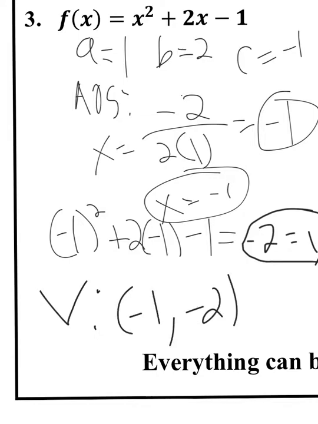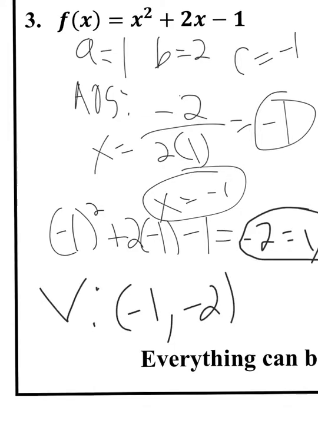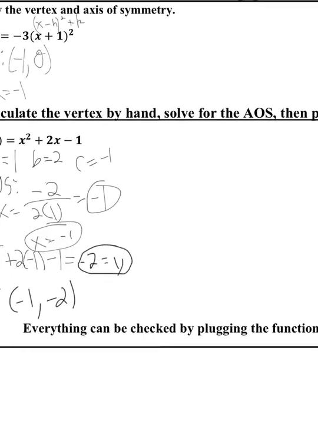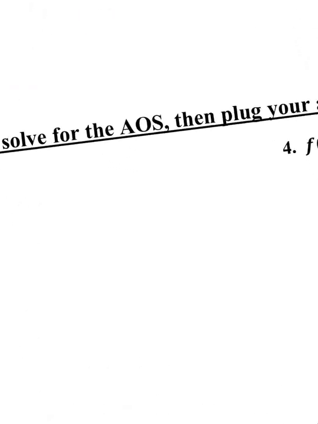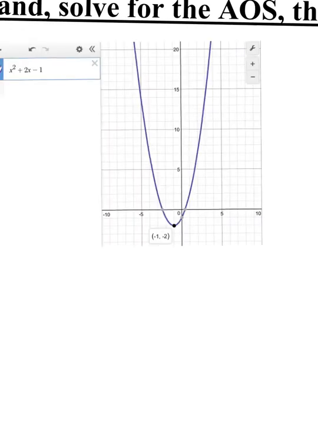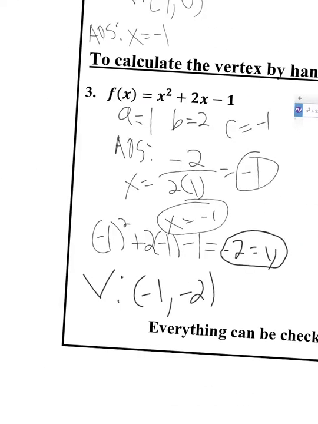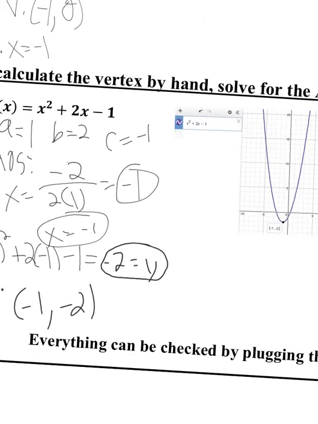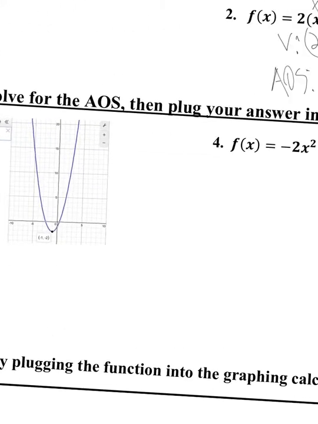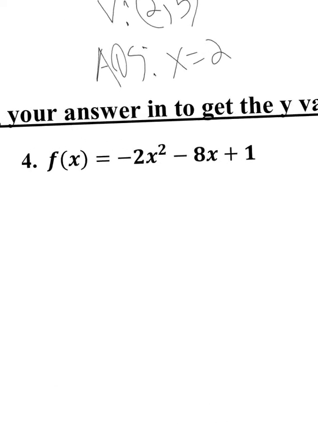And then below, I wrote everything can be checked if you just plug it into the graphing calculator. So let's look at the graph. And so here I have it plugged in, x squared plus 2x minus 1, and I have the vertex labeled at negative 1, negative 2, which is what we just calculated by hand. So, hope that didn't seem too bad. Let's do one more example.